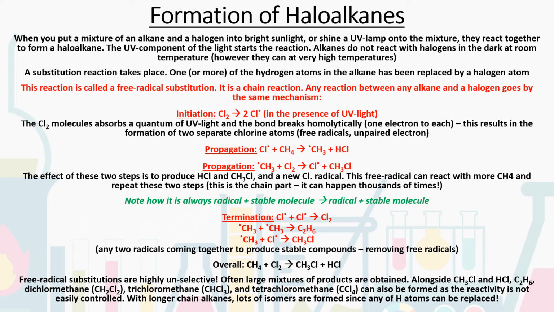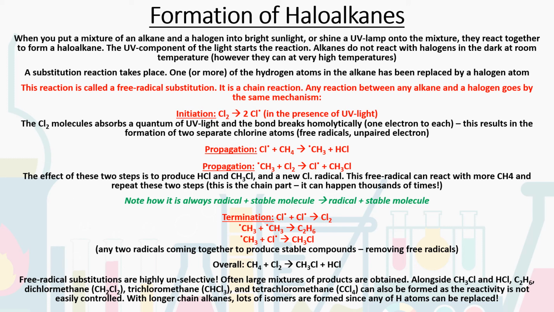and HCl. And it's always this exact type of mechanism, and the types of products that we form, for example, radical plus stable molecule to radical plus stable molecule, is always the same. Now the problem with it is that free radical substitutions are highly unselective. Often large mixtures of products are obtained.